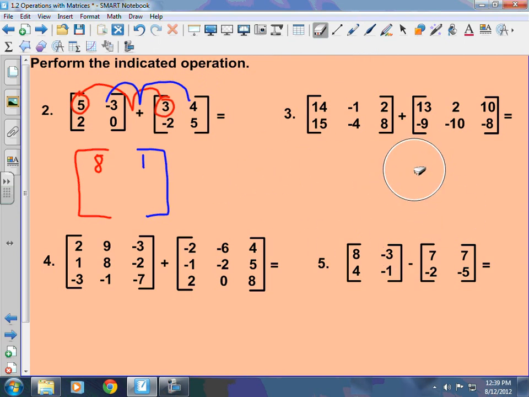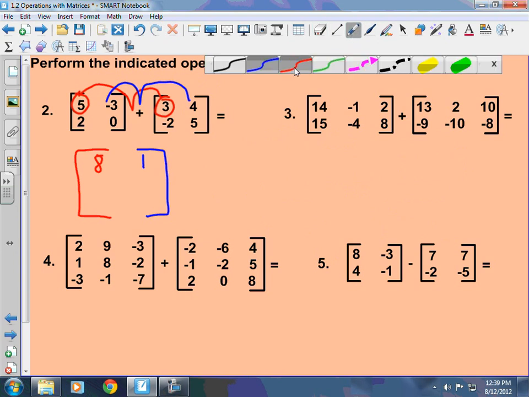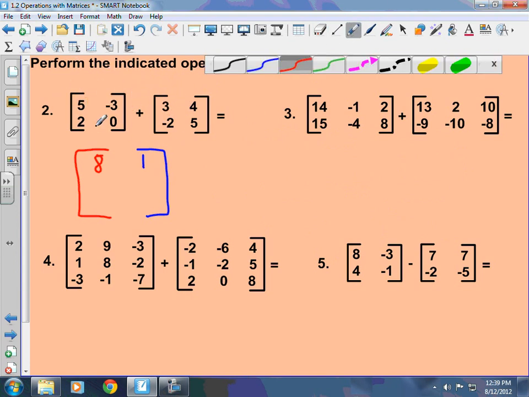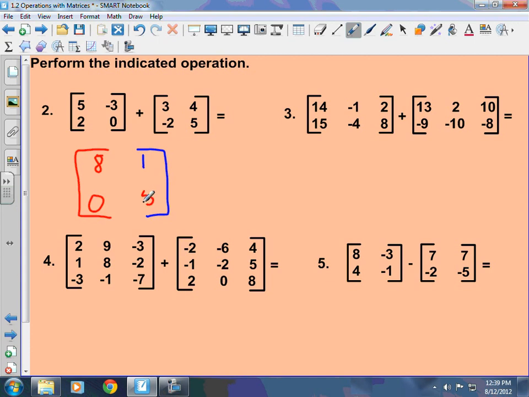Now, I will not be going over these basic adding, subtracting, multiplying, dividing rules every single time, so you're going to just have to know them. All right, let's finish up our matrix. 2 plus negative 2. Plus minus makes a minus. 2 minus 2 is 0. 0 plus 5 is 5. So 5 plus 3 is 8. Negative 3 plus 4 is 1. 2 plus negative 2 is 0. 0 plus 5 is 5. That's my answer.